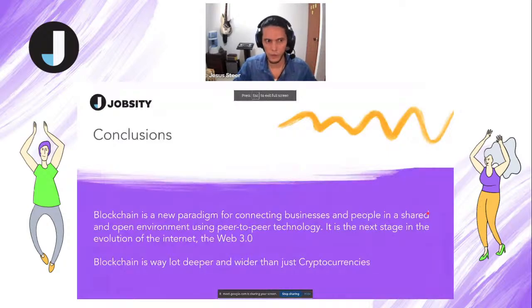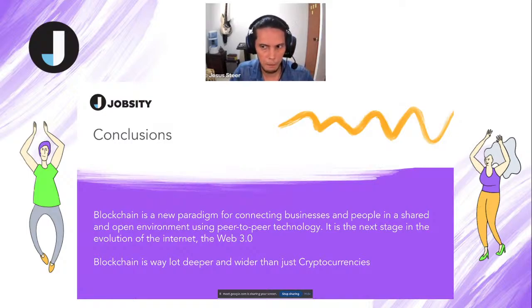I just want to share with you some conclusions about this presentation. Blockchain is a new paradigm for connecting business and people in a shared and open environment using peer-to-peer technology. It is the next stage in the evolution of the Internet, Web 3.0. This is important because many people are saying right now that blockchain is the biggest disruption after the Internet. If you remember how life was before the Internet and see how life has changed today, you can have an idea of how it will change once blockchain gets completely adopted. The final conclusion is that blockchain is a lot deeper and wider than just cryptocurrencies.